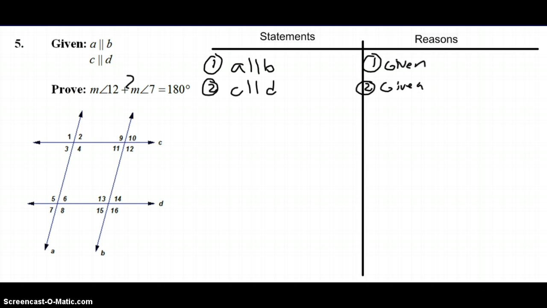Now we're going to do a little bit of pre-planning, looking at what it is we're trying to prove. We're trying to show that angle 12 and angle 7 are supplementary, or add up to 180 degrees. We currently do not have a direct route from 12 to 7.